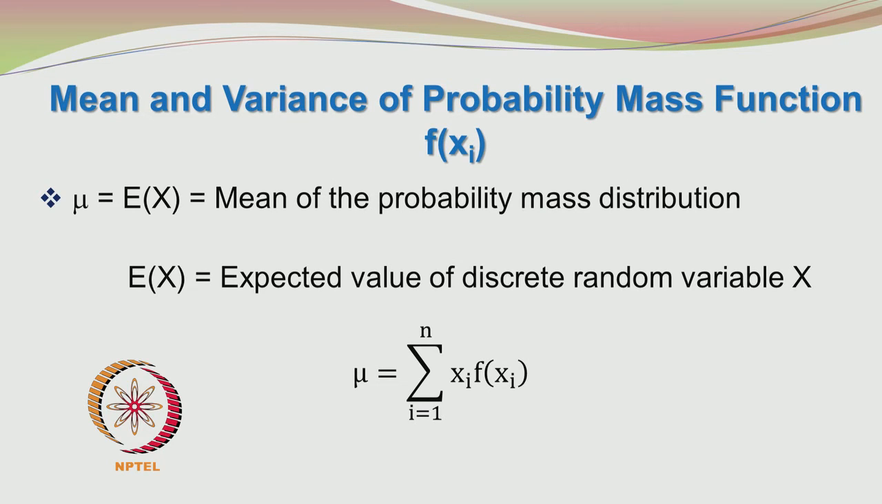Mu is equal to E of x. That is the mathematical notation. Here mu means the mean of the probability distribution. E of x means the expected value of the random variable x. The expected value of the random variable x is defined as mu is equal to sigma i equals 1 to n xi f of xi.